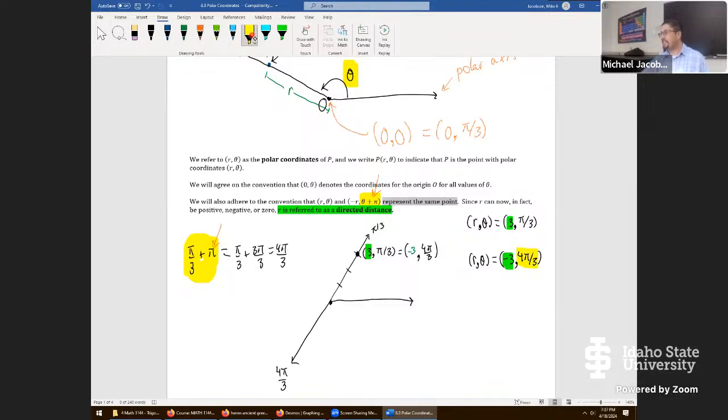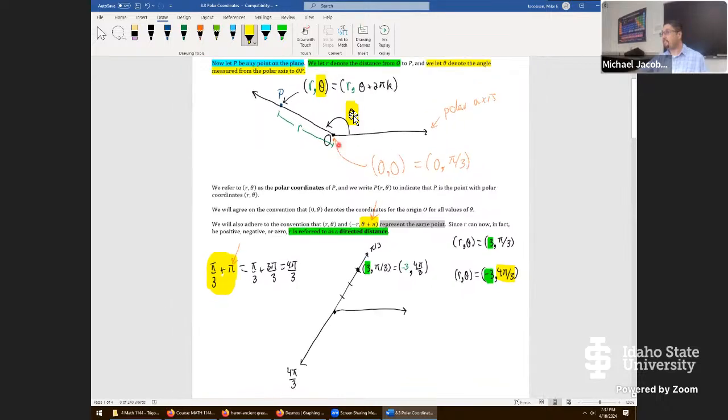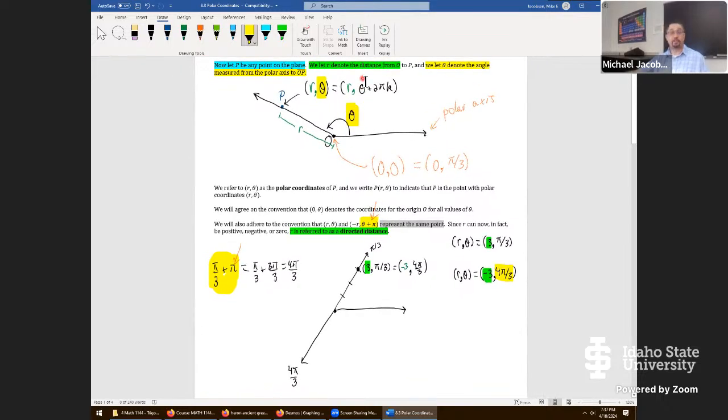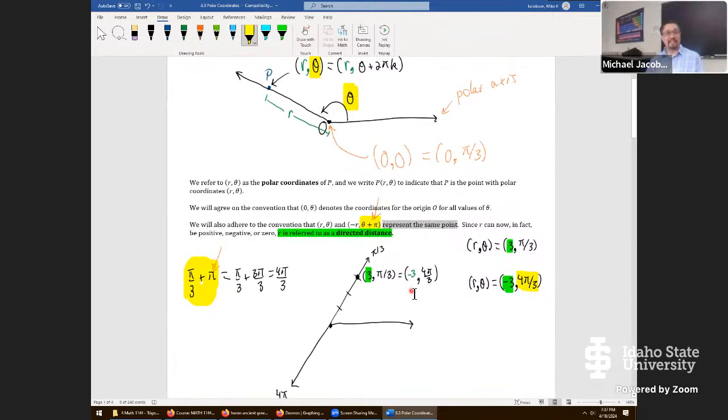So I feel like this is the next most uncomfortable thing about polar coordinates. You can have infinitely many different values for the same point by changing theta, adding an integer multiple of 2 pi, or you can just change the directed distance r to a negative value, add pi to theta, and you're still landing on the same exact point. Definitely weird, but any questions so far about any of that weirdness at the moment?